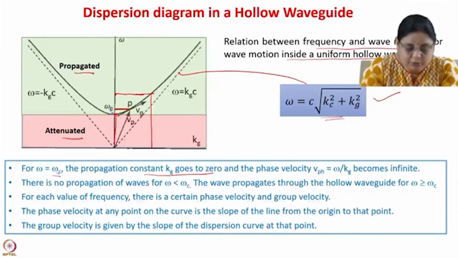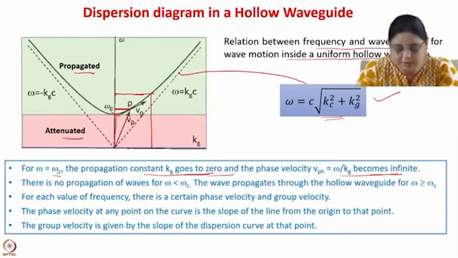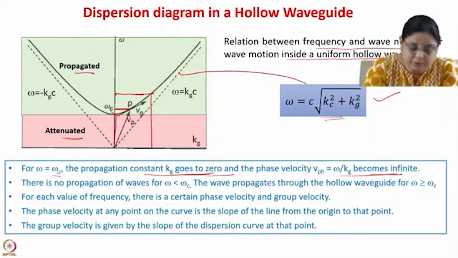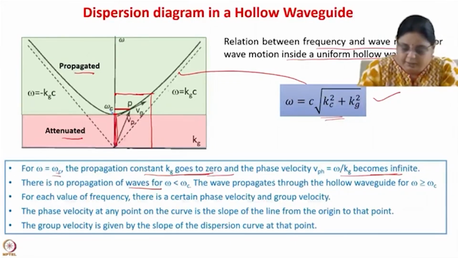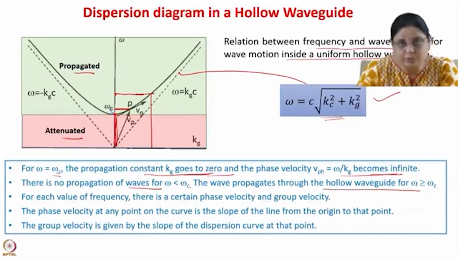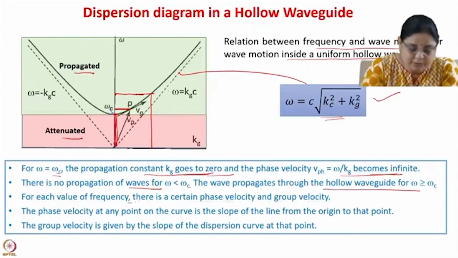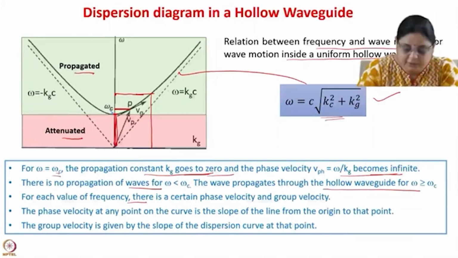For omega equal to omega c, the propagation constant goes to 0 and the phase velocity becomes infinite. So there is no propagation of waves for omega less than omega c. The wave propagates through the hollow waveguide only for omega greater than or equal to omega c. For each value of frequency, there is a certain phase velocity and group velocity.